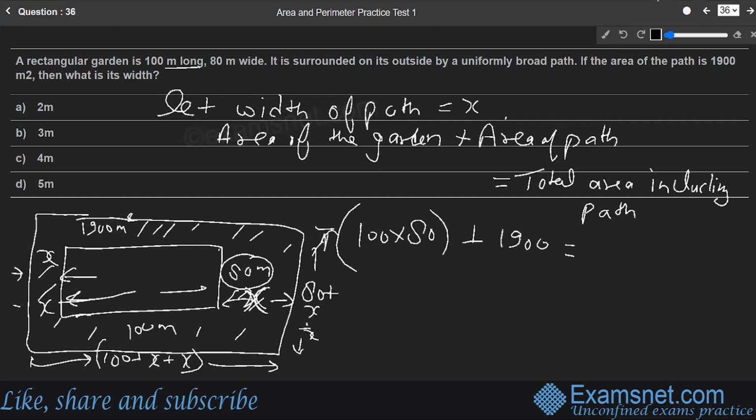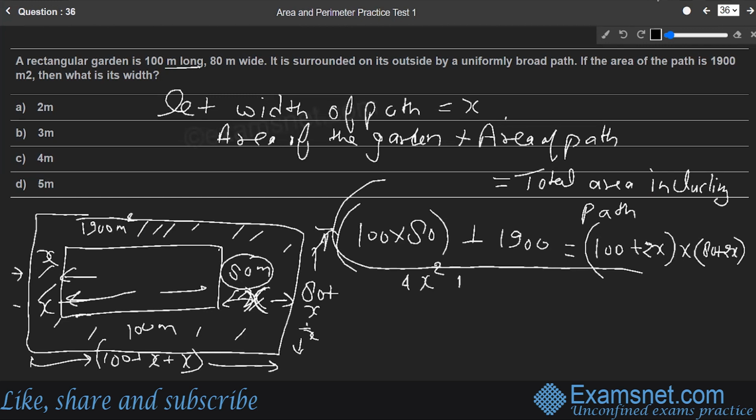So length and breadth give the product, the area. So it's going to be 100 plus 2x, the length of the total portion, multiplied by 80 plus 2x. So this is the total area. So we are supposed to solve this particular mathematical expression for finding out the x value. If you try to do this, this becomes 4x square plus 360x minus 1900 equal to 0. This sums up to this.